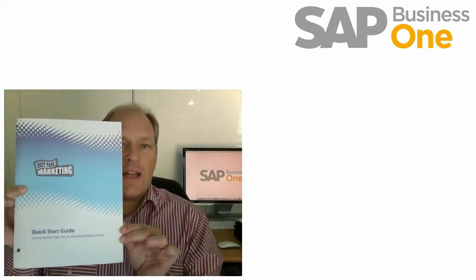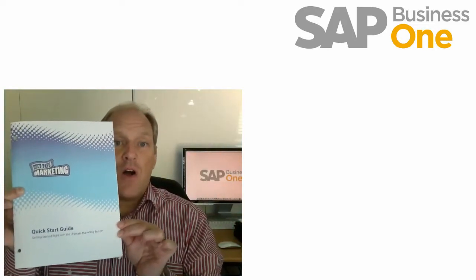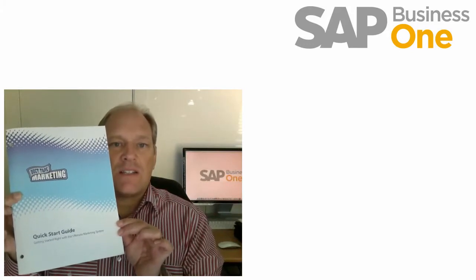Now, with all things, preparation is key, and with the marketing workshop, that is no different. So what is the preparation you need to do? Well, I'm going to send you a document which I'm going to ask you to fill in. So what exactly is this document? Well, the document that I'm referring to is what we call the Quick Start Guide, and it's the very first component in the Ultimate Marketing System.